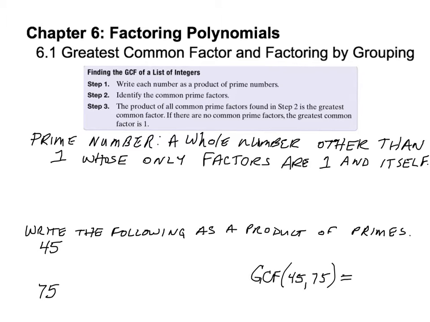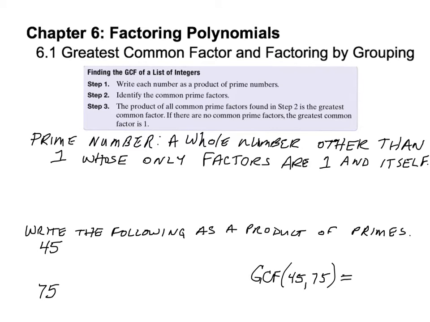Number 1, write each number as a product of prime numbers. Number 2, identify the common prime factors. Number 3, the product of all common prime factors found in step 2 is the greatest common factor. If there are no common prime factors, the greatest common factor is 1. Now, what is this saying?